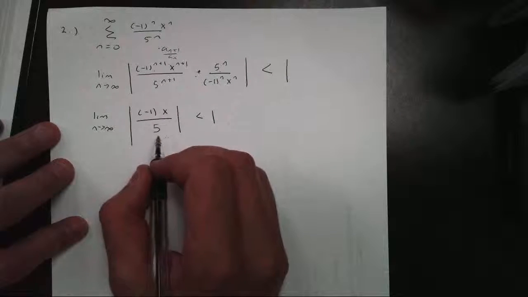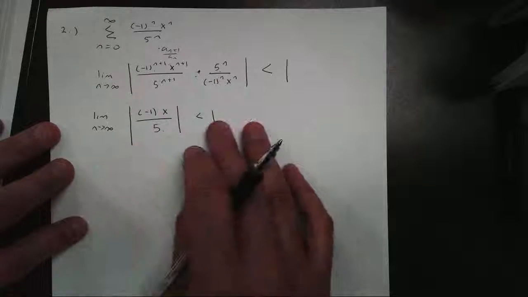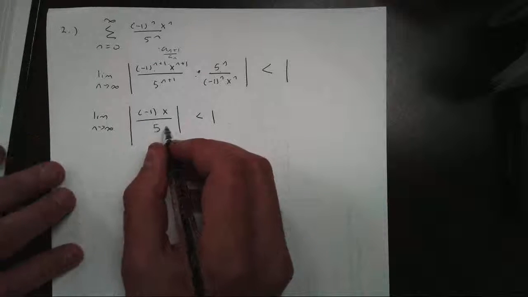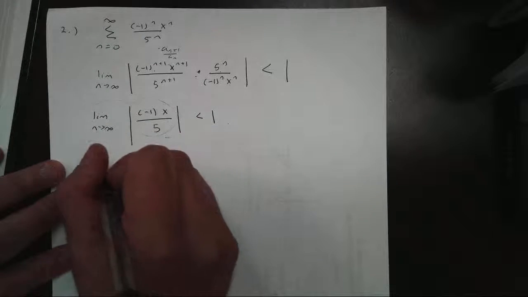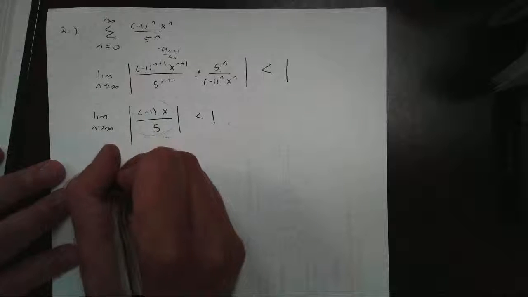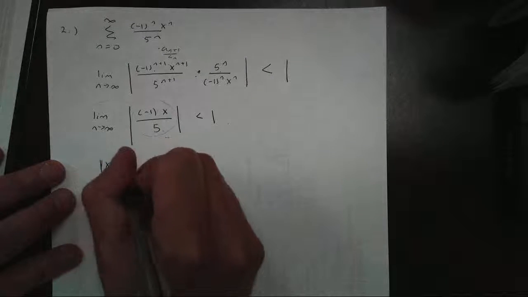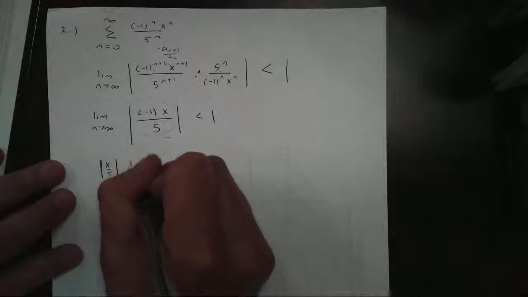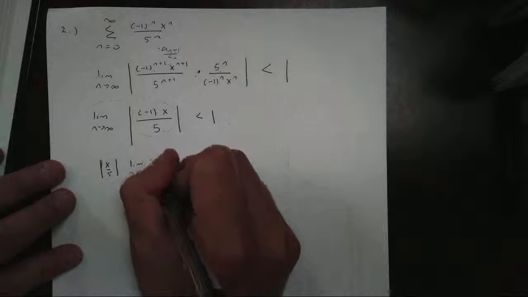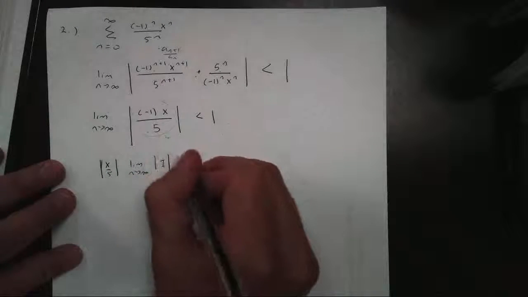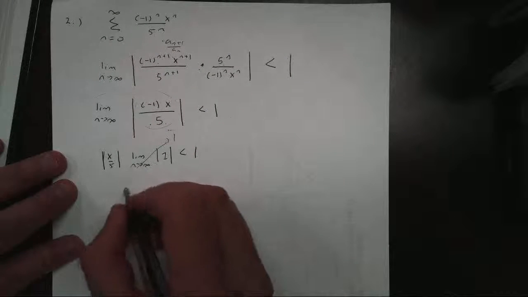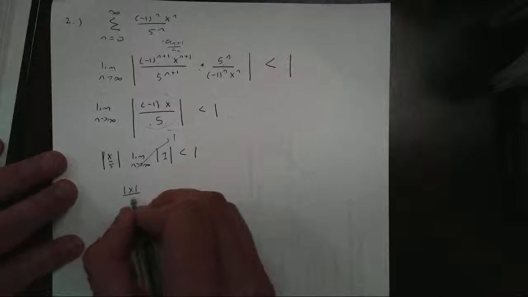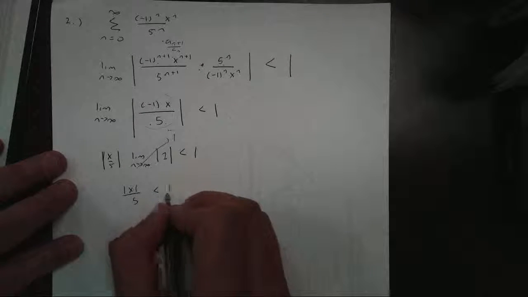So what I'm going to do, and again, if you notice, no n's. So I can factor some things out here. I can take out the negative 1 and I get the absolute value of x over 5 times the limit as n goes to infinity of 1 is less than 1. Well, we know from experience that's just 1. So we get the absolute value of x. Now I'm going to put the 5 on bottom here. It's less than 1.